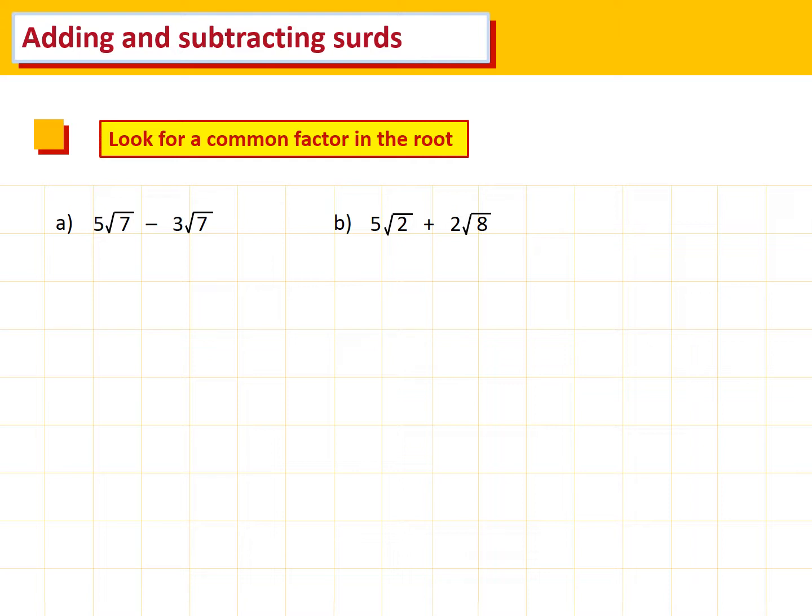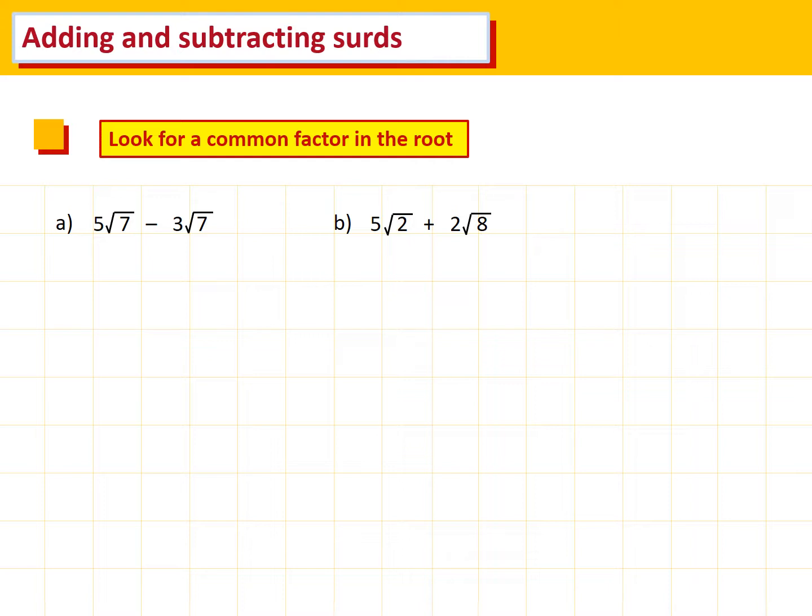Now, to keep it simple today, we're only going to be looking at square roots. And therefore, to keep it simple, a surd is the square root of a number that isn't a square number. So 2, 3, 5, 6, 7, they are not square numbers. So the square root of 2, the square root of 3, the square root of 5, the square root of 6, that would be a surd.